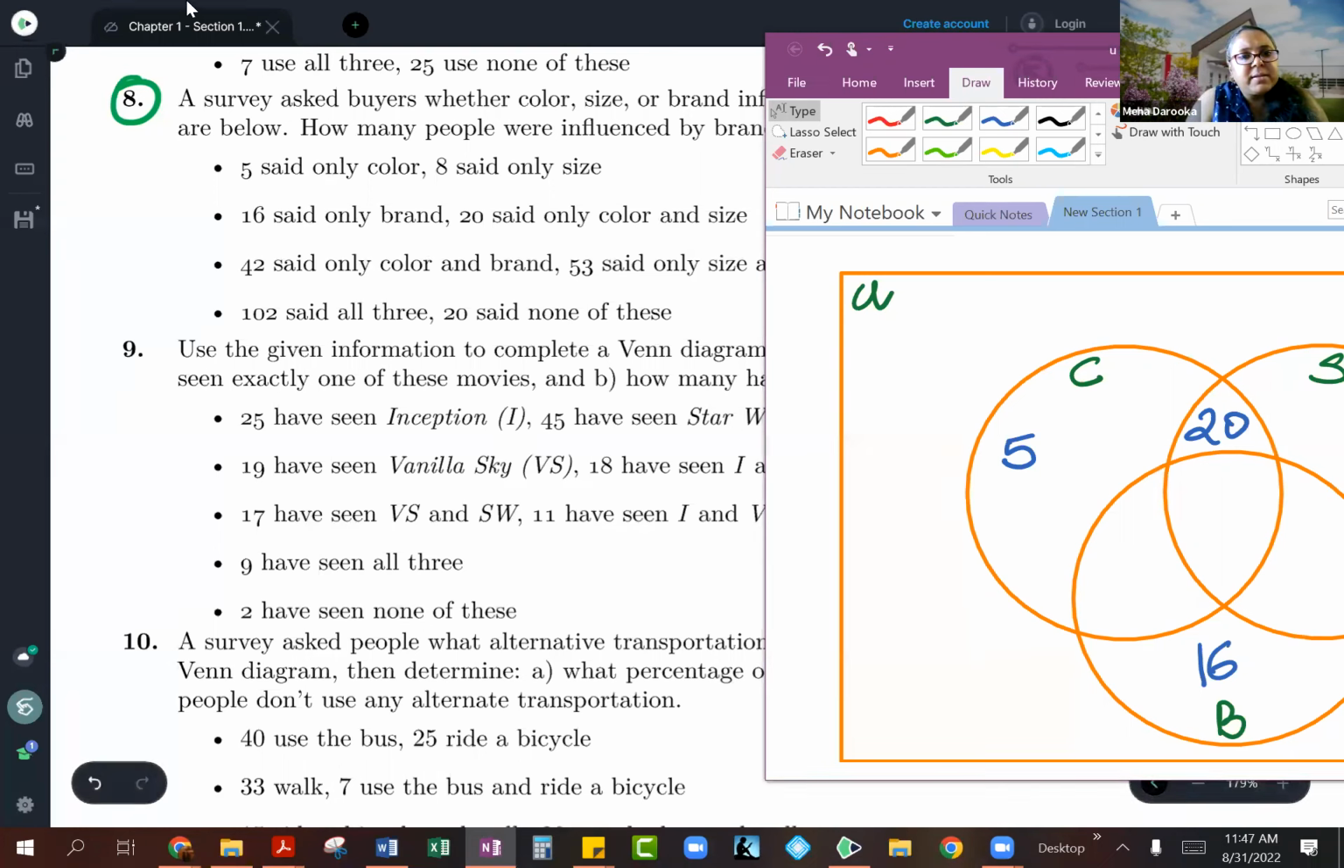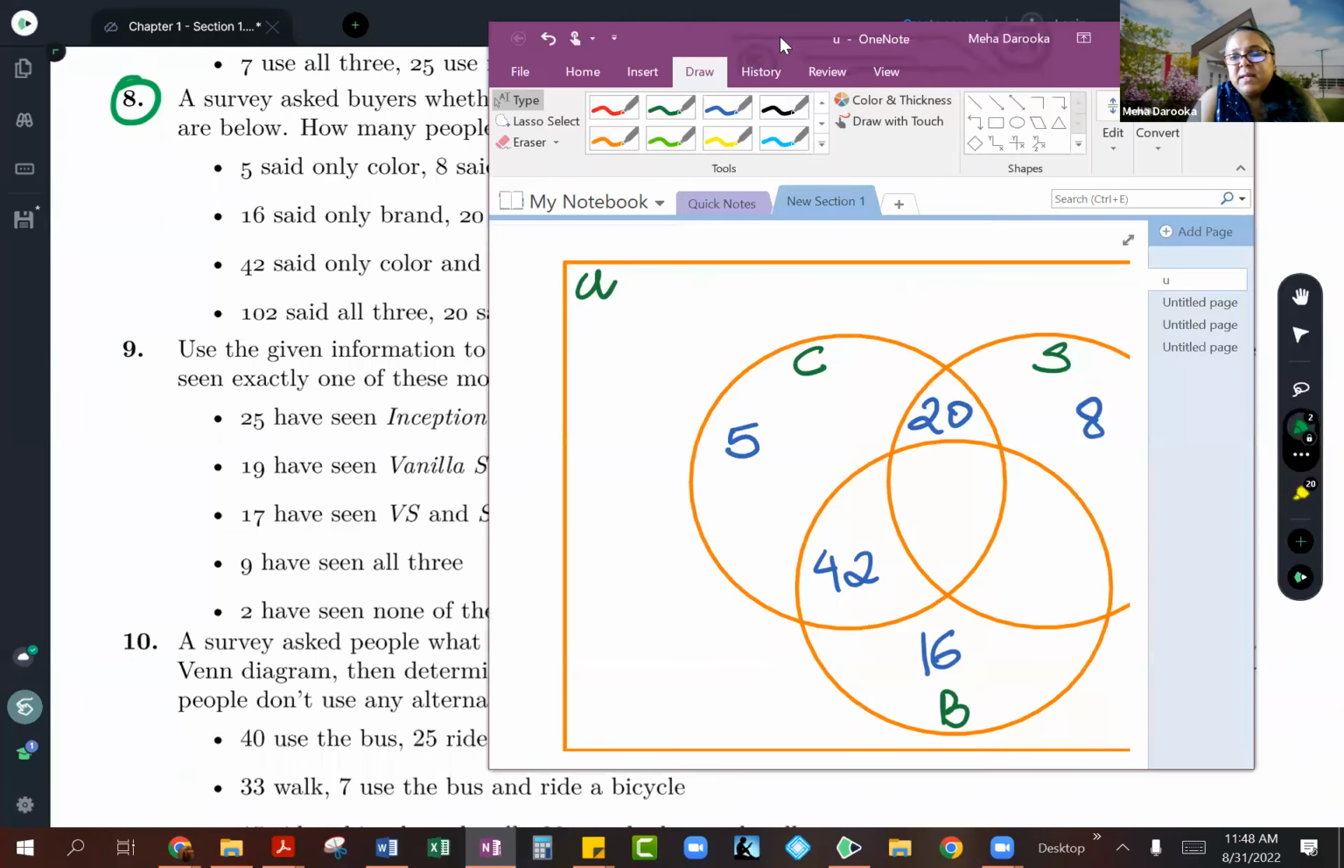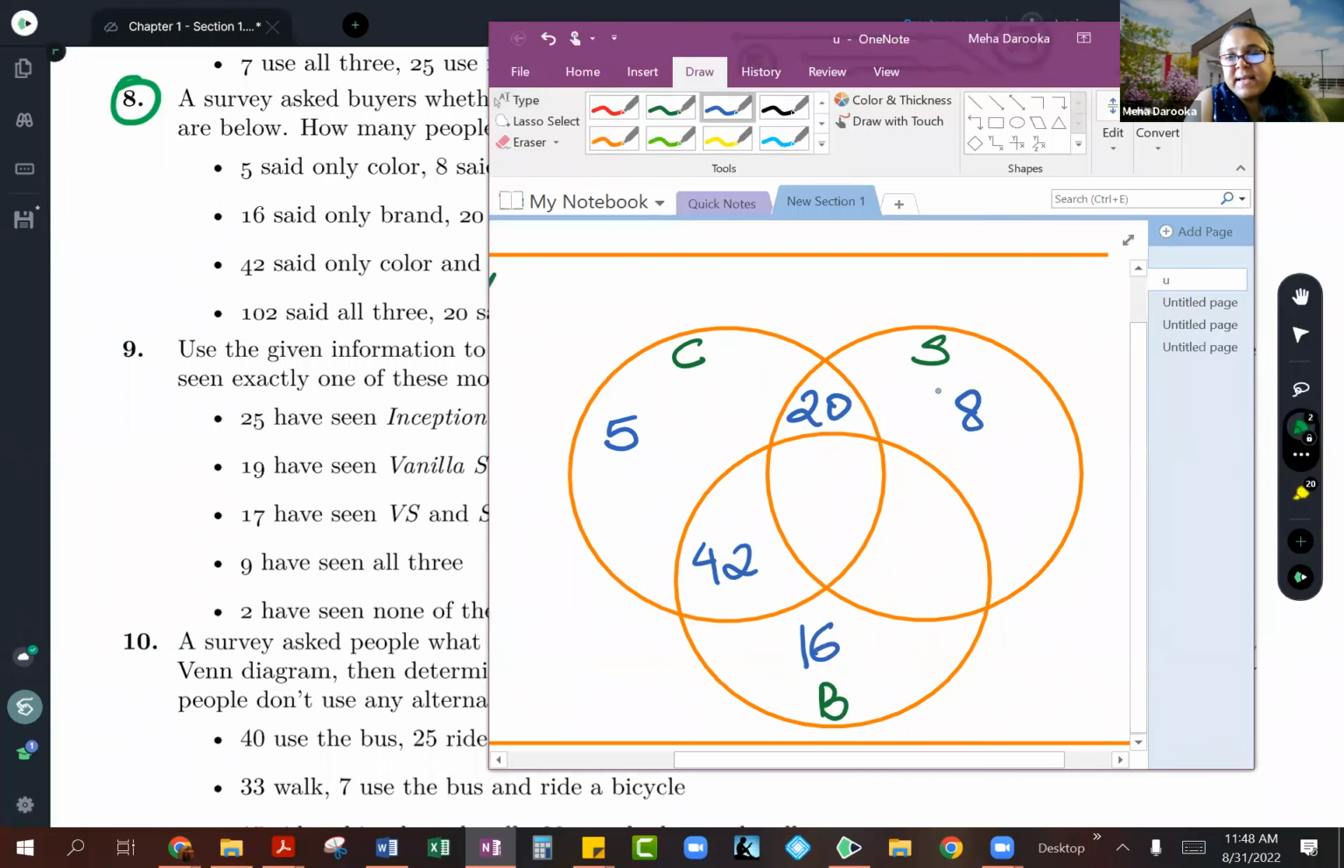Color and brand. And that was only where color and brand intersect, right? So that's going to be that little overlap between the C and the B, and that was 42 people. So that will be right over here. Okay, so our next clue is, and I'll move this again a little bit. It's telling us 53 is for size and brand. So 53, again, only size and brand. So obviously that will go in here.